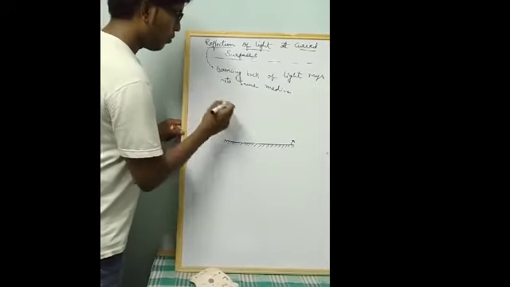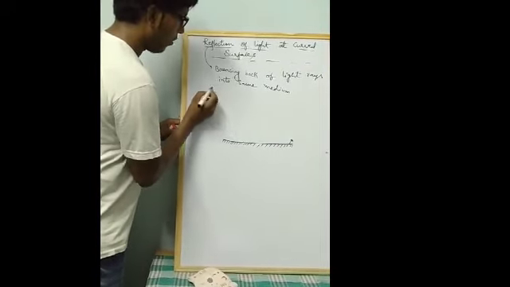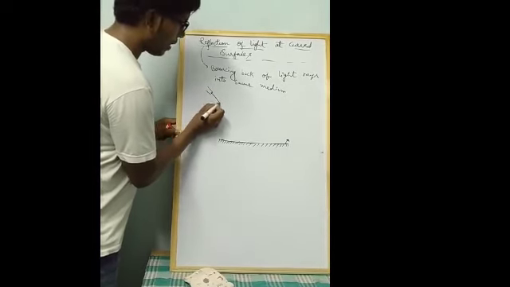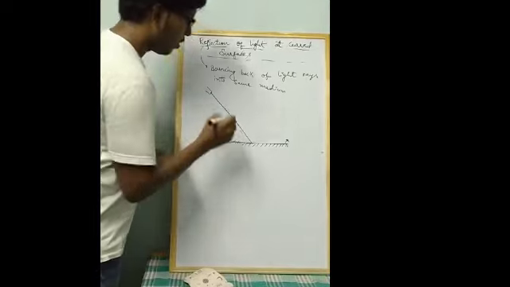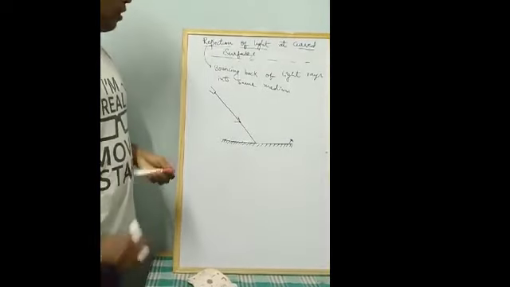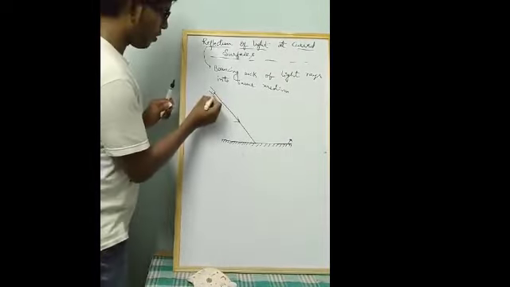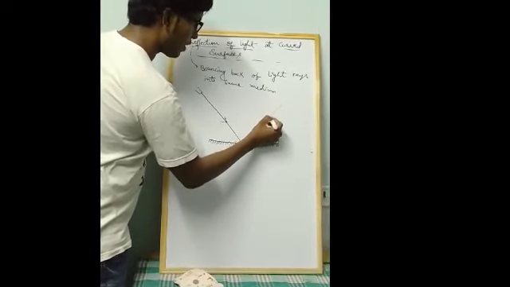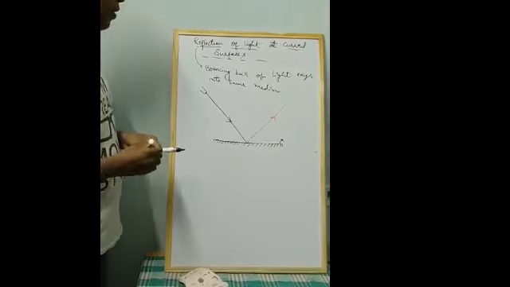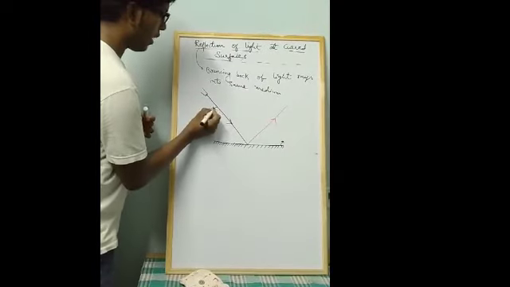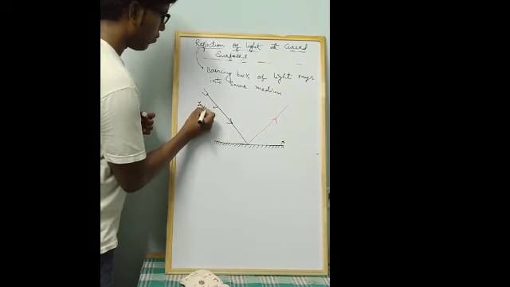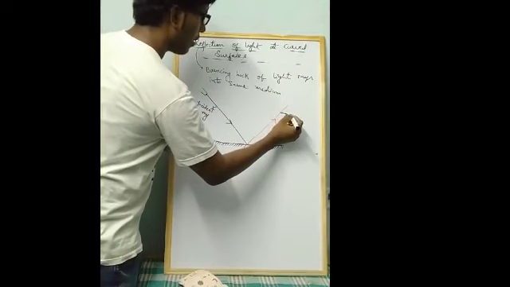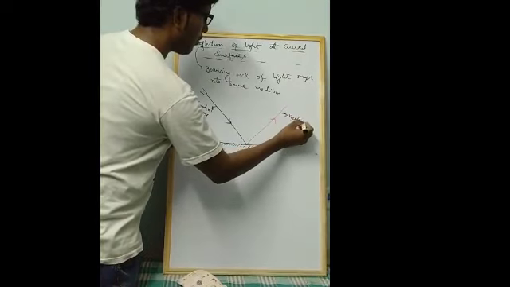Now assume that I have taken a laser light, and I am making the light fall on the plane mirror. When the light rays fall on the mirror, after falling here, the light ray gets reflected back. This light ray is called the incident ray, and this light ray is considered the reflected ray.